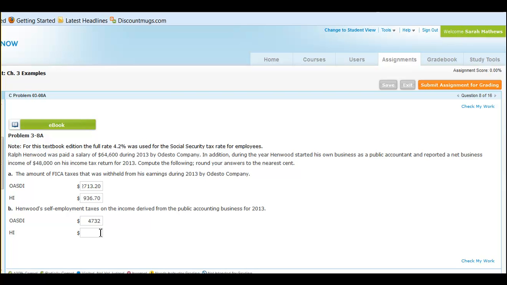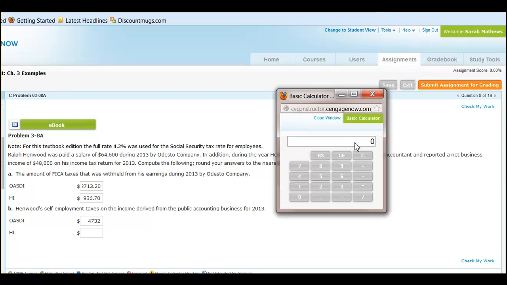The HI tax, okay, so keep in mind that for the HI tax, there is no maximum, so we'd add the $64,600 plus the $48,000, and that's the total he's going to have to pay the Medicare tax on for his self-employment business. Or I'm sorry, we already paid on the $64,600. Now we're just going to be looking at the $48,000.